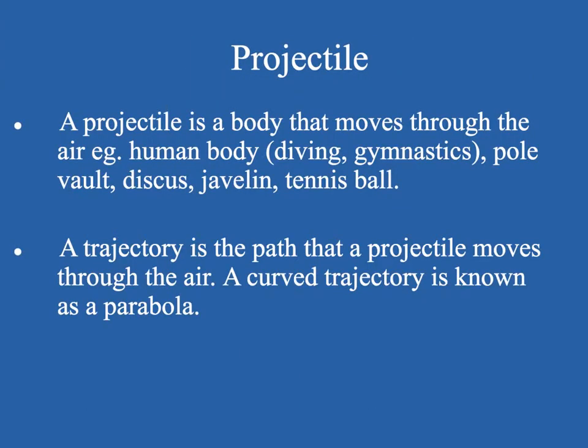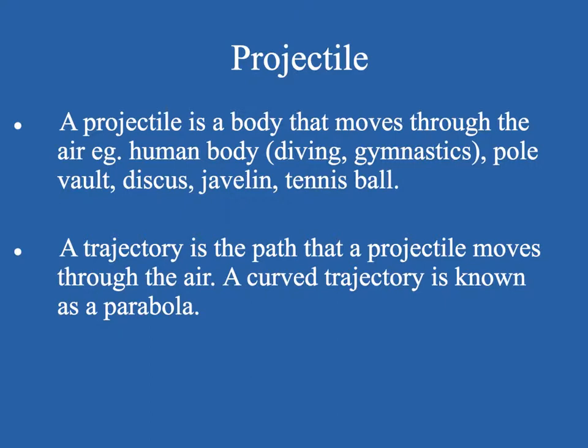Okay, a projectile is a body that moves through the air. It could be a person doing long jump, diving, gymnastics. Could be a discus, a pole vault, a javelin, a tennis ball. It's just the object or the person that moves through the air. And the trajectory is the path that the projectile actually takes.